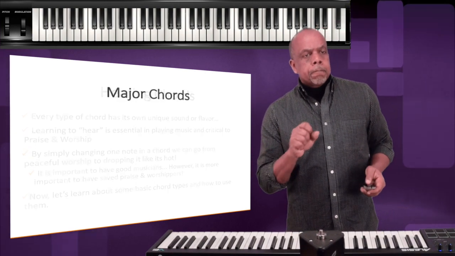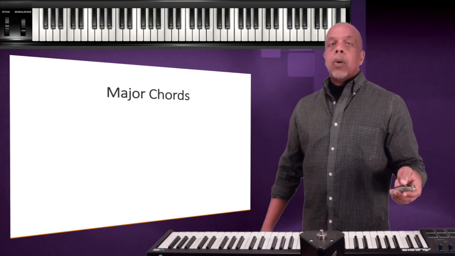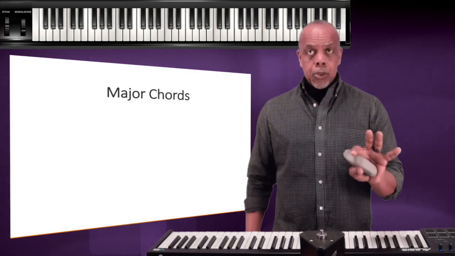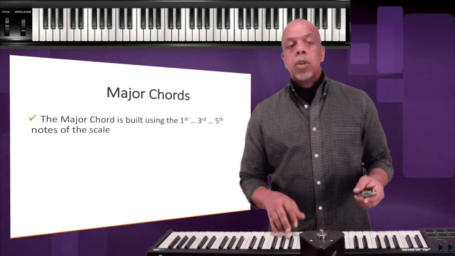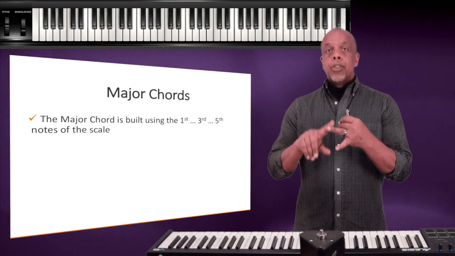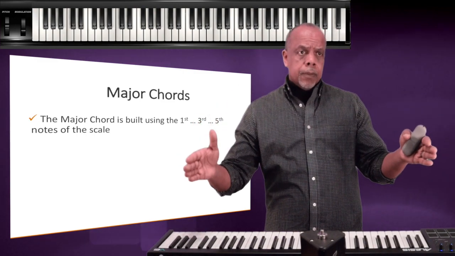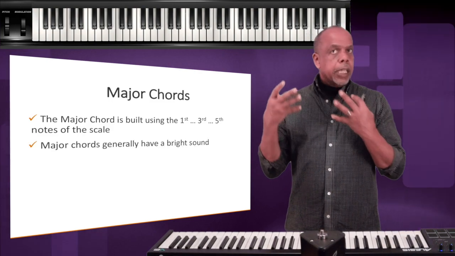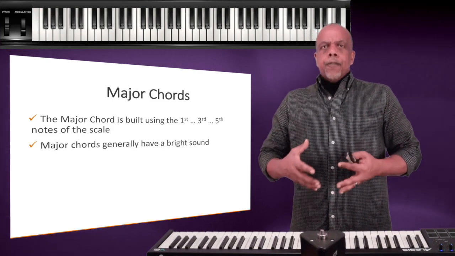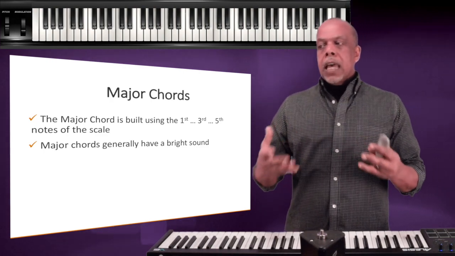Okay, enough of that. Let's talk about some basic types of chords. We're going to start with what we call a major chord. And that's what I've already been playing. A major chord is built using the 1, the 3, and the 5 in the scale. Okay? The 1, the 3, and the 5. Now, when I talk about the flavor, major chords are usually very bright. What I mean by bright, not smart, but I mean they sound bright.